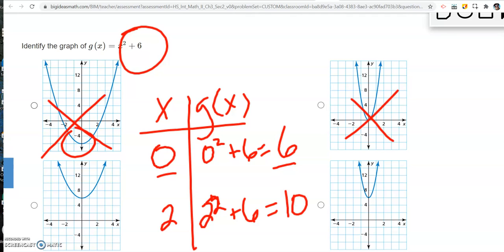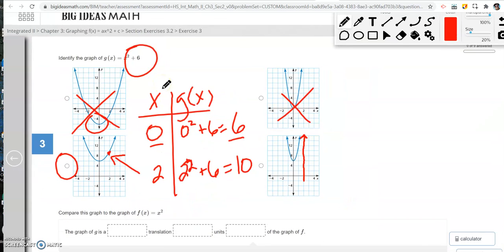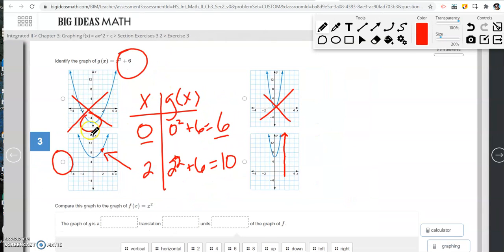Okay. And can you see that? 2 comma 10 right there. Right, this thing is not totally accurate. This one at 2, we don't even see the graph. The graph's going to be way, way up there. So it's got to be this graph. Okay. So that's how you identify the right graph. A table is definitely a way to go. But the whole point of tables, you don't need to try too many points. Once you try a few points, you establish the shape of the graph.